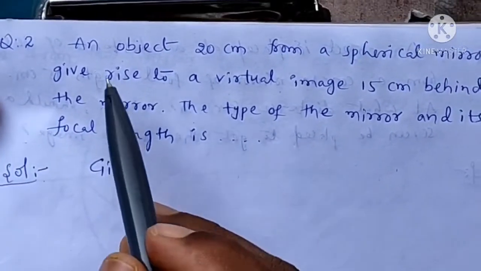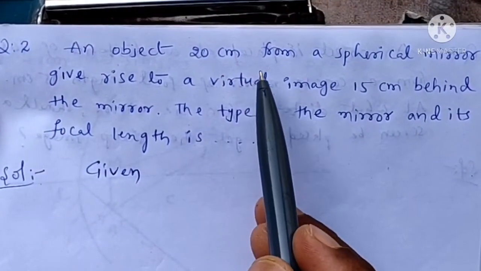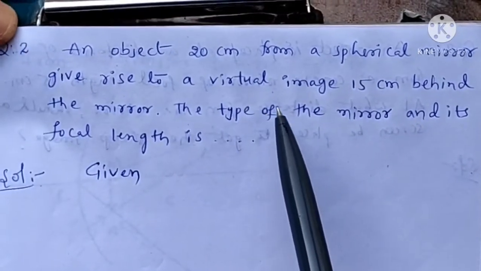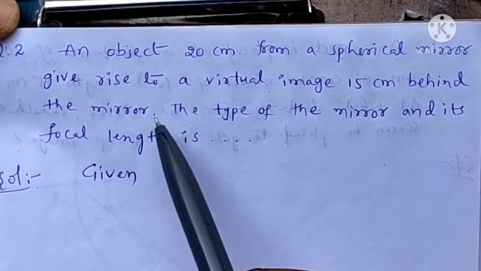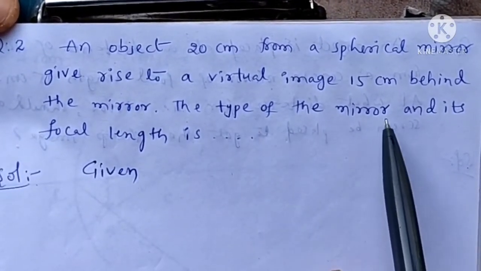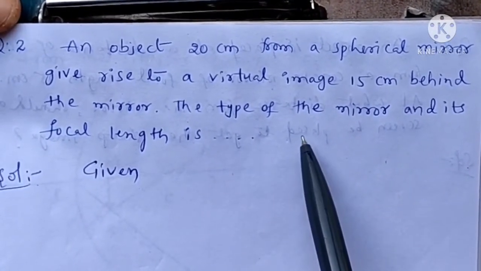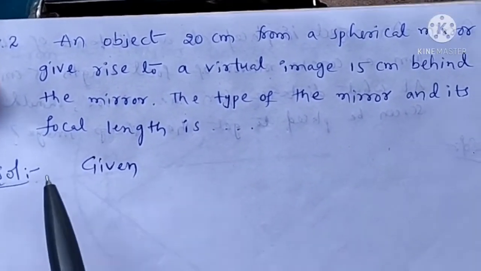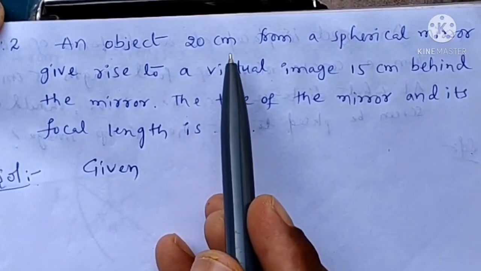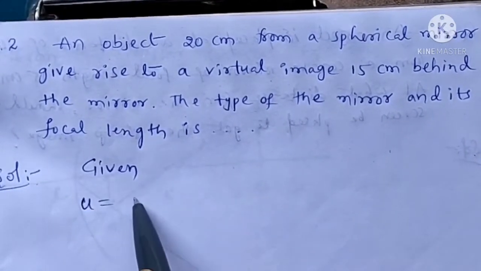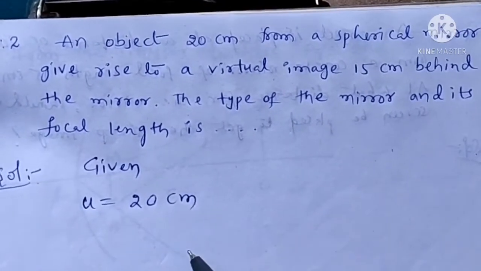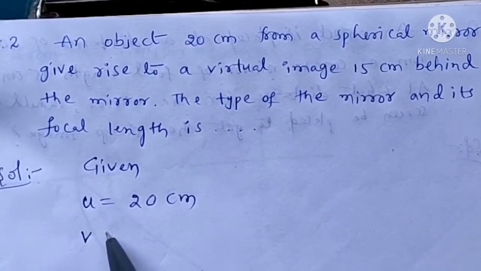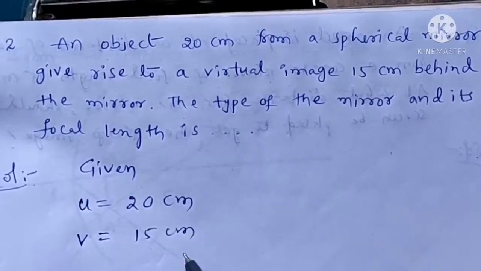Another problem: an object 20 centimeters from a spherical mirror gives rise to a virtual image 15 centimeters behind the mirror. The type of the mirror and its focal length is dash. Let's find out. First of all, let us write the given. So what is given here? Object distance u is equal to 20 centimeters and the virtual image distance is also given, that is 15 centimeters.